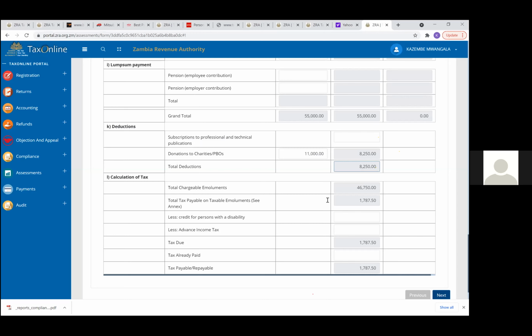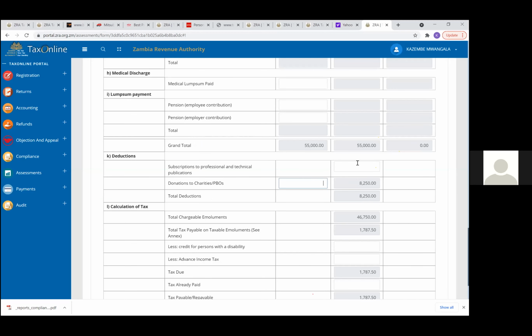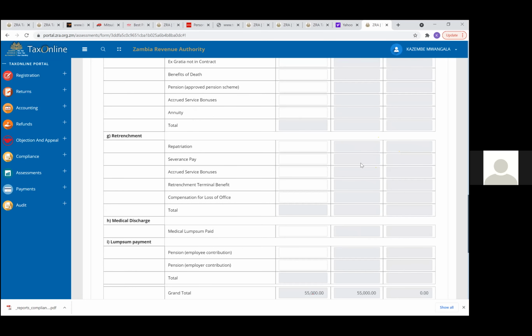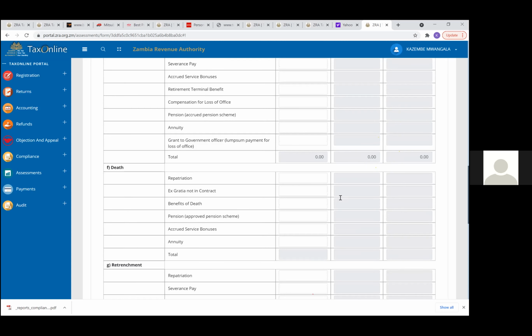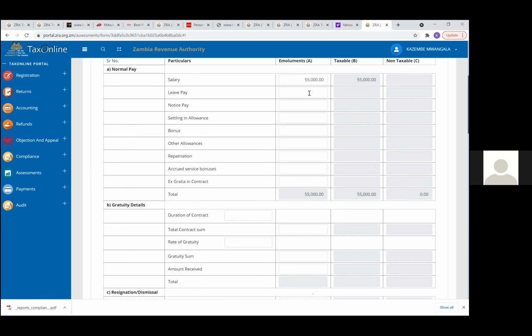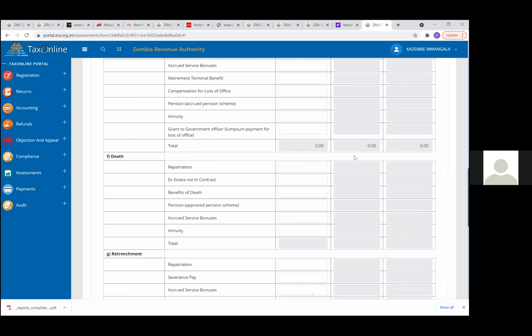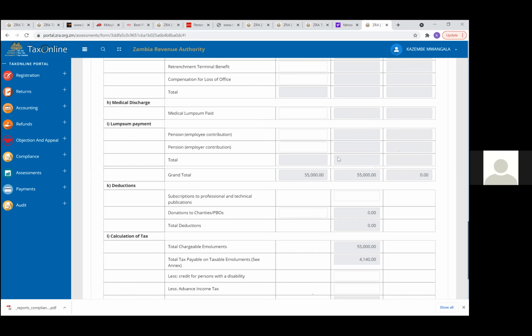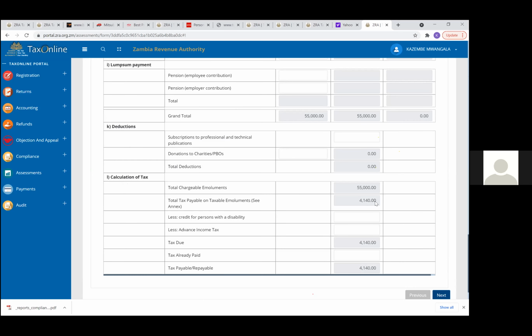In this case, we are not going to demonstrate this, but we'll still come back to demonstrate how a donation to charity can give rise to a refund. So at this point, we are looking at two people who are differently abled. One says they had a salary of 55,000. Therefore, the tax that we're supposed to pay is 4,140. Probably this is what we even reflect on the payslip.